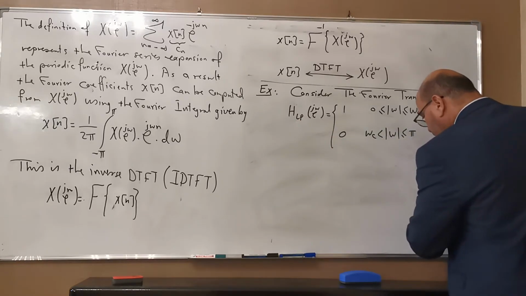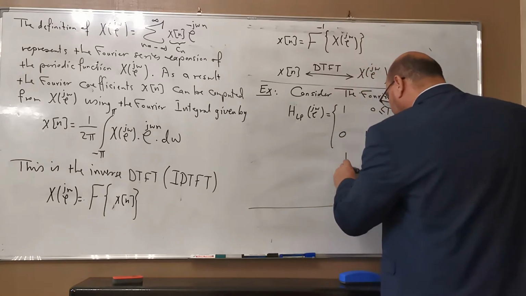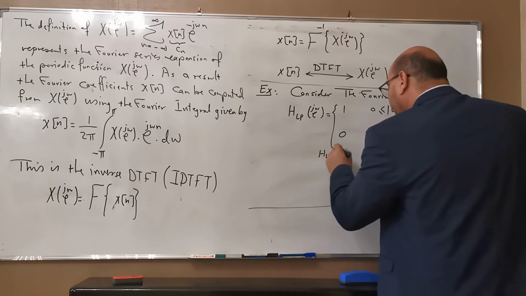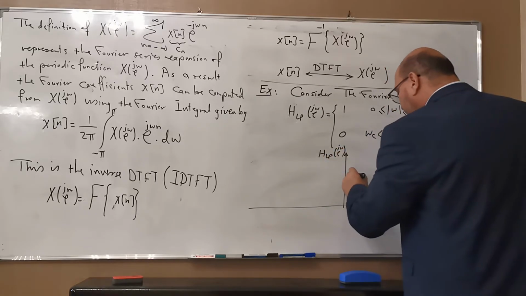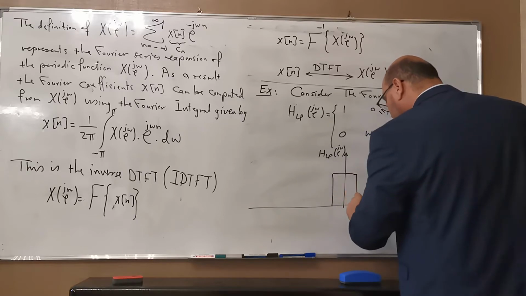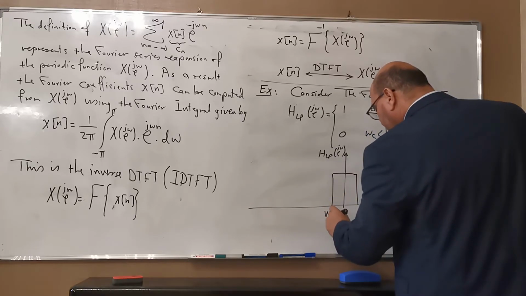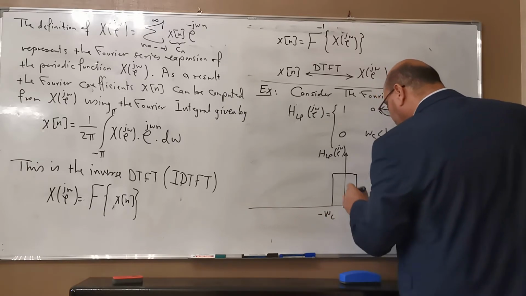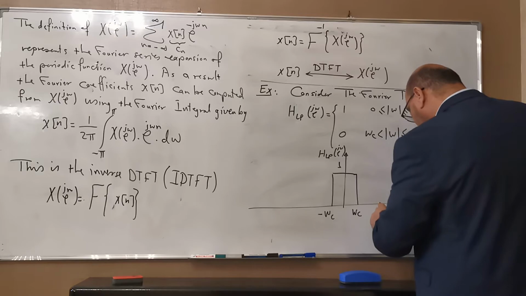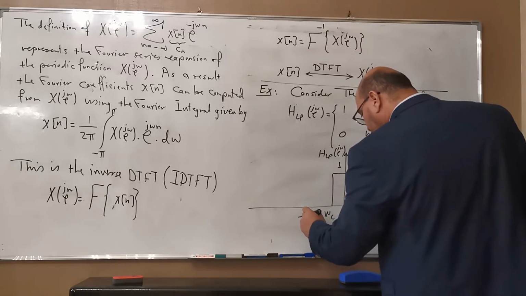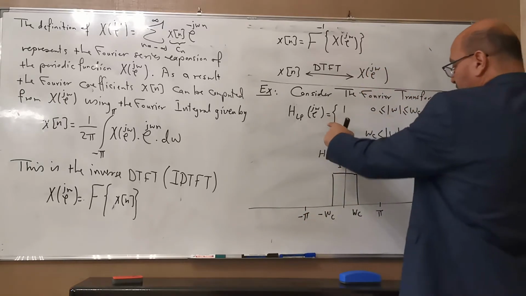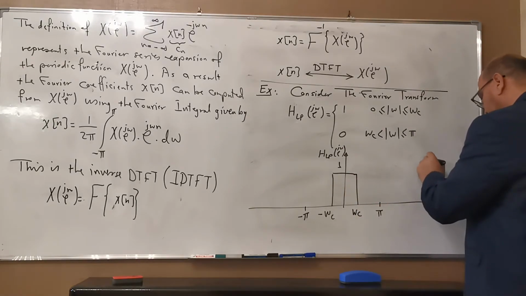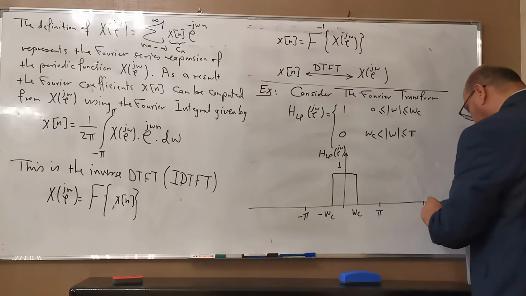The low-pass filter looks like this. So this is my H_lowpass(e^{jω}). And actually, this is a periodic function. This is ω_c, minus ω_c, and the amplitude 1. So you have here π, you have here minus π. This is the function here, but this function is periodic, which means that it will repeat itself around 2π.